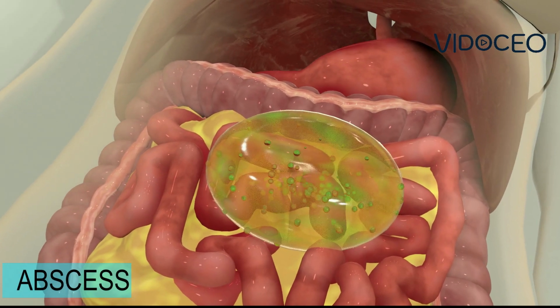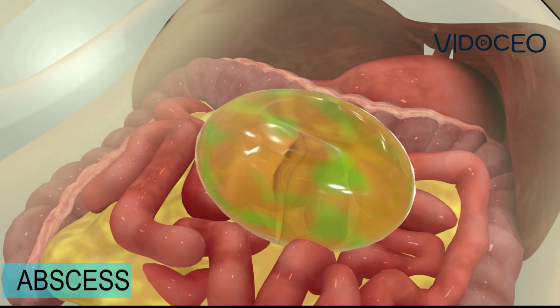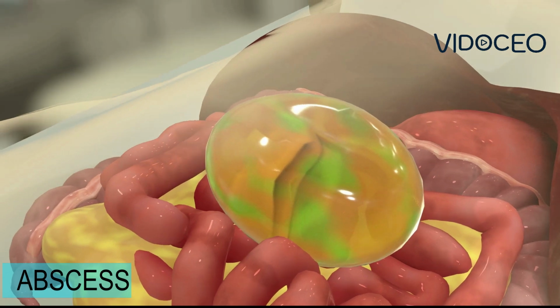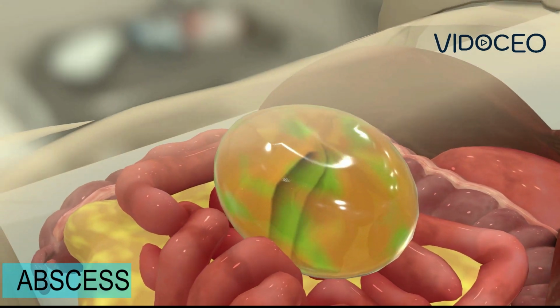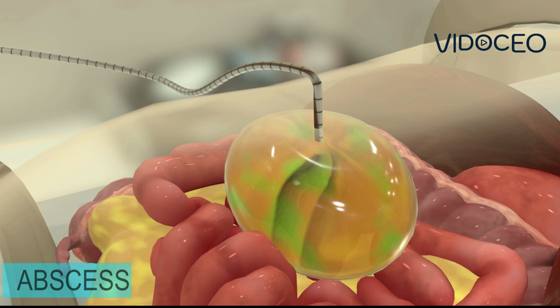After surgery inside of the abdomen, bacteria can form a collection of pus, called an abscess. The bacteria can come from infections in the abdomen, or from leakage of bowel contents, or other body fluids. The abscess may need antibiotics, drains, or repeat surgery.